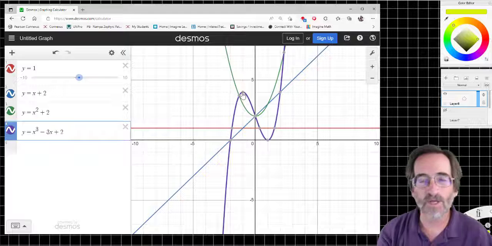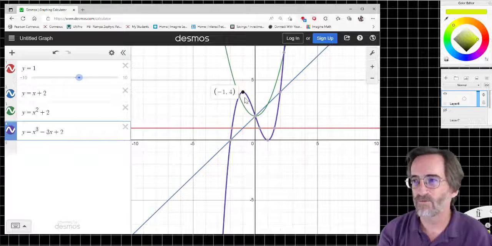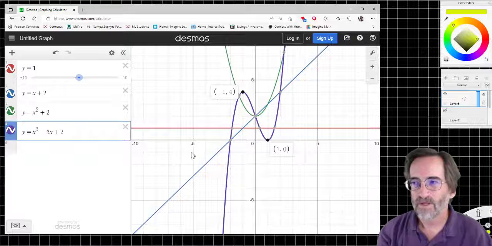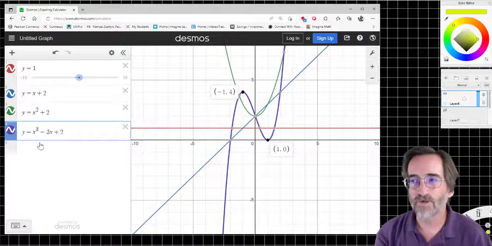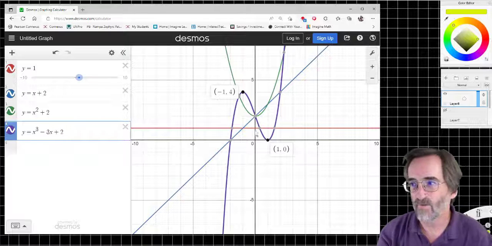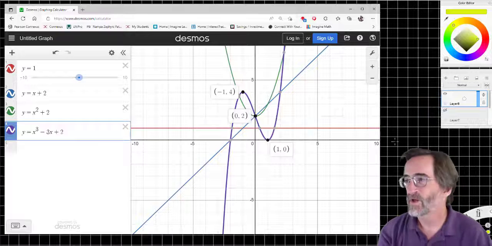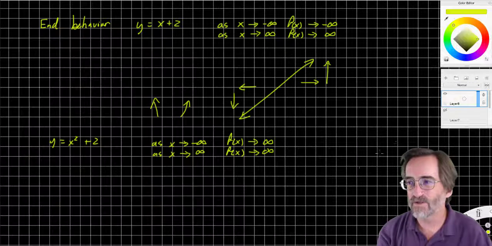So it is not a global maximum, it is a local maximum. It also has a local minimum, right? Local minimum at 1, 0. So this is a 3rd-order polynomial function with 2 curves in it. One, what we call inflection point, where it switches from curving downward to curving upward. Okay, and its end behavior is this.